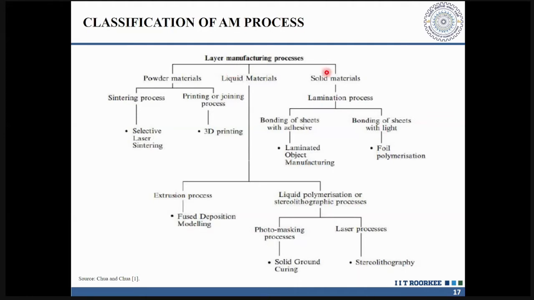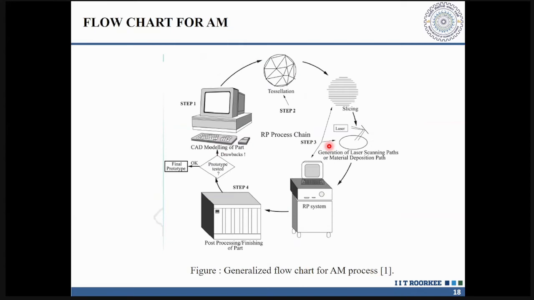If it is in the form of solids, we have laminated object manufacturing. So the idea remains the same. The first and foremost thing is: give me an STL and I give you the part. So depending on what the material inflow is, whether it is in the form of liquid, powders, or solid, I can select the additive manufacturing technique. The flow chart remains the same.